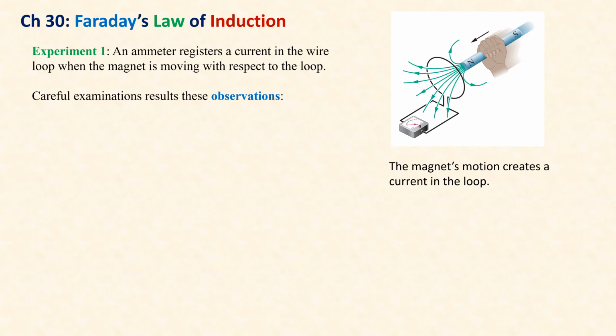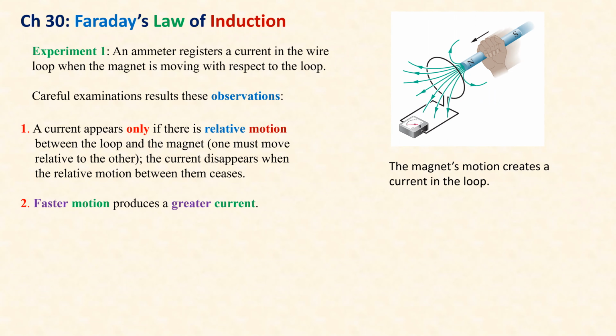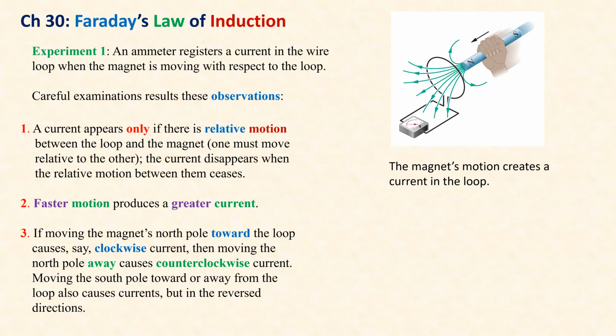Careful examination resolves these observations. A current appears only if there is relative motion between the loop and the magnet. One must move relative to the other. The current disappears when the relative motion between them stops. Faster motion produces faster current. If moving the magnet's north pole toward the loop causes, say, clockwise current, then moving the north pole away causes counterclockwise current. If you do the same thing with the south pole, the current will be reversed.